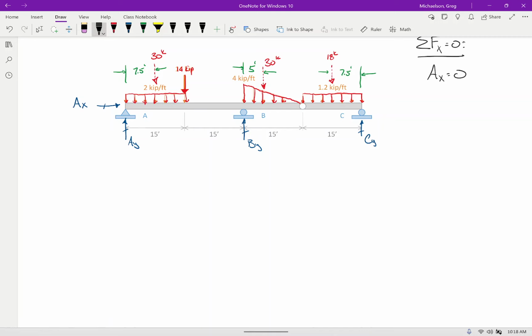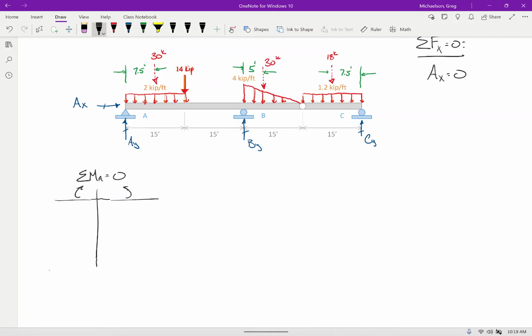Sum moments about A, right? Let's do that. Let's see what happens, okay? So let's see what we get. Let's just see what happens. All right. So do we have to consider AX and AY? All right, so walk me through this.